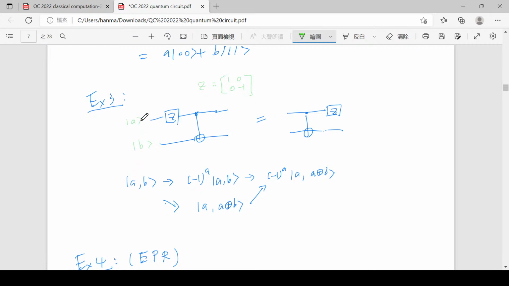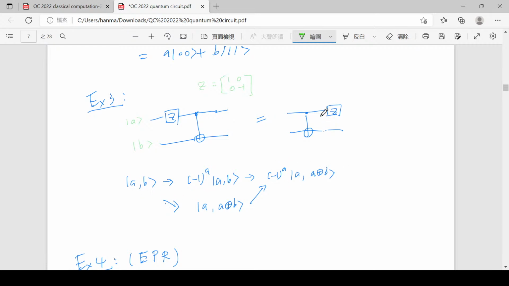So if I input AB as a computational basis state, and remember Z is 1, minus 1, then on the first circuit it becomes minus 1 to the A, AB, because it applies Z on the first qubit. It has a minus 1 if A equals 1 and does nothing when A equals 0, so you can just write it as minus 1 to the A. Then you apply C naught, so AB becomes A, A plus B, and the phase stays.